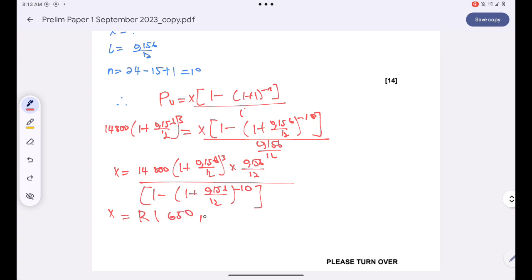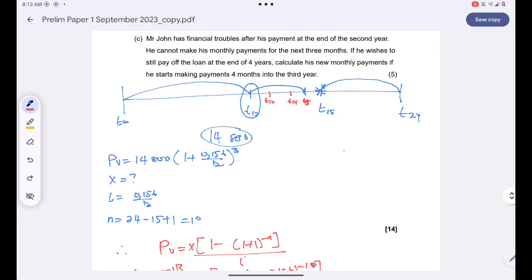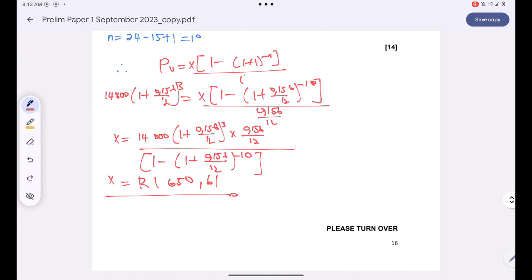1,650 rands 61 cents. So the new installment, guys, if Mr. John failed to pay monthly installments for the next 3 months, will simply be equal to 1,650 rands 61 cents. That's how, guys, you're supposed to tackle this question over there.